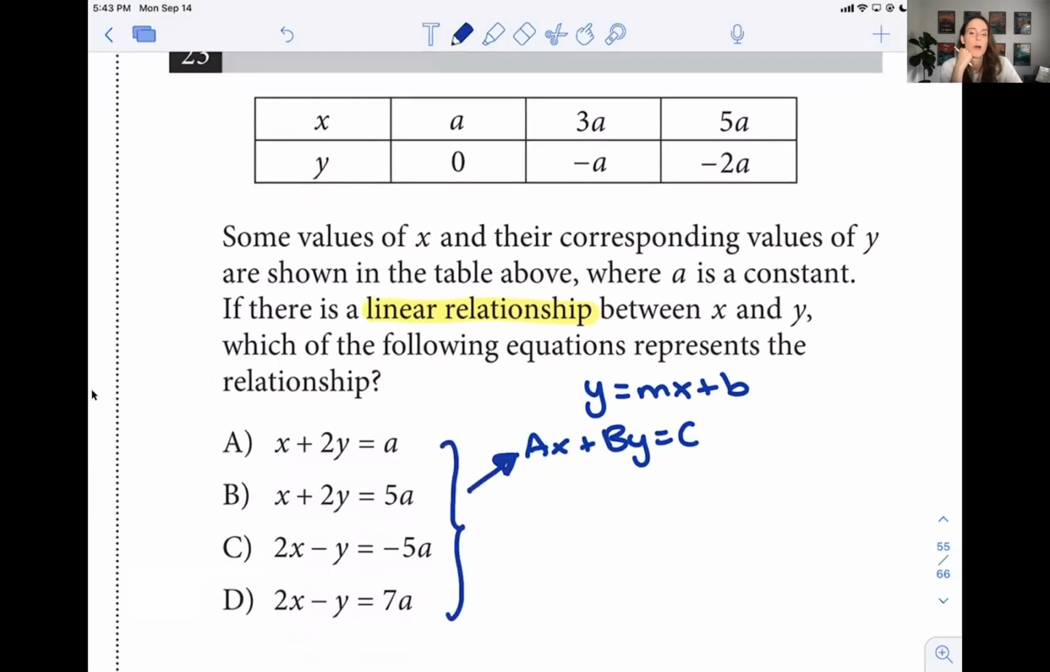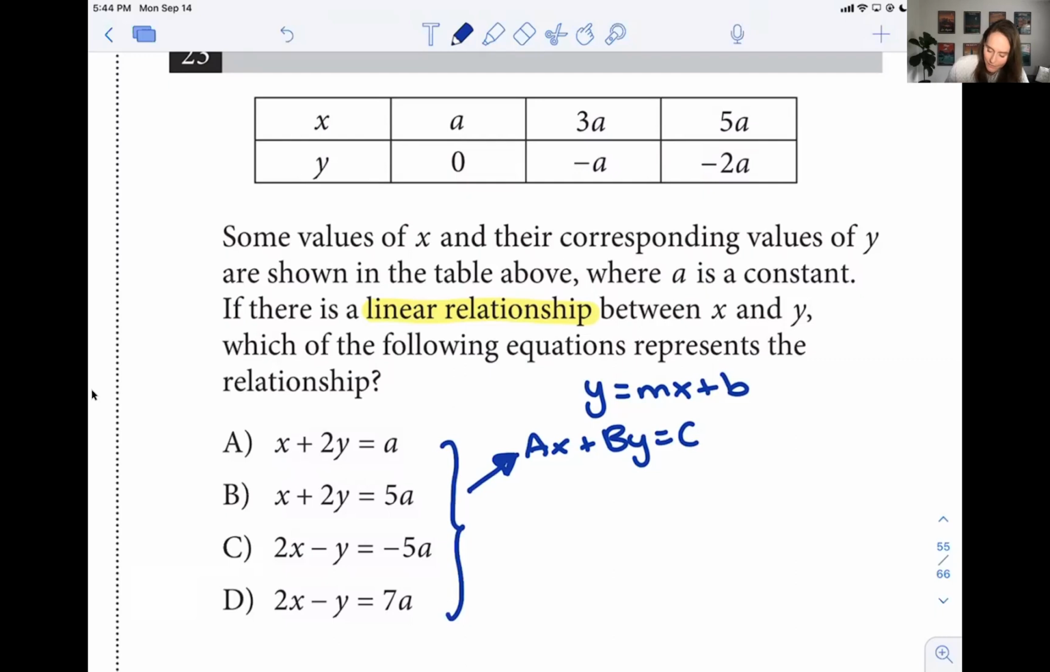Ax plus by equals c. So we somehow need to use that table to find the slope and then find the equation of the line, and then put that equation of the line back in standard form. That is a ton of work. And if I can ever bypass doing a ton of work on an SAT math problem, I 100% am.